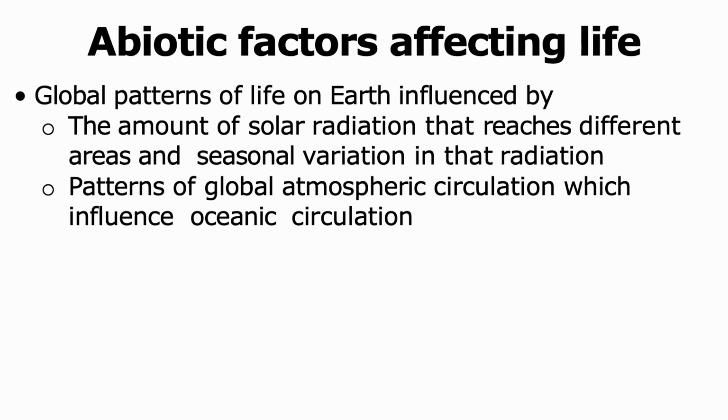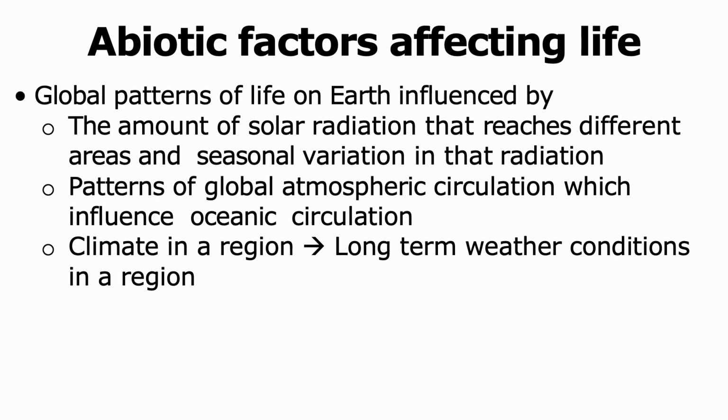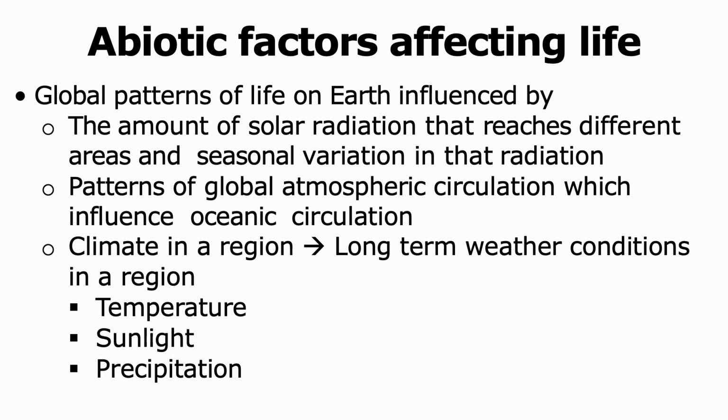The global atmospheric circulation, which includes winds and ocean currents, can also change from place to place, affecting those ecosystems. These factors together can affect the climate of a region, which is the long-term weather conditions of any given region. In summary, the climate of a region thus depends on temperature, sunlight, rainfall or precipitation, as well as wind.